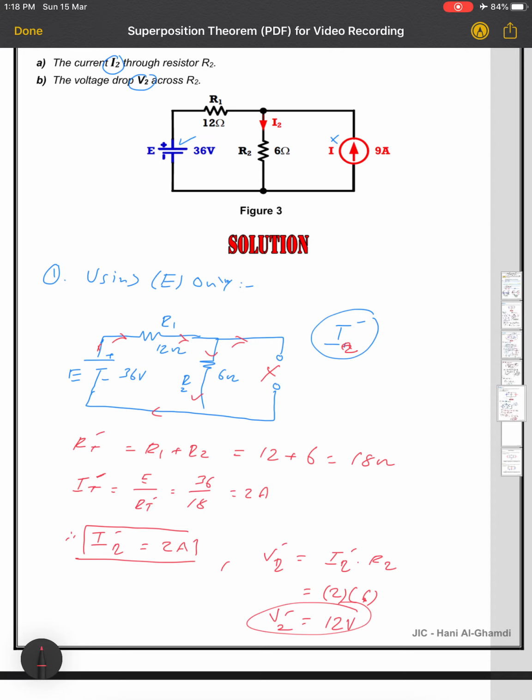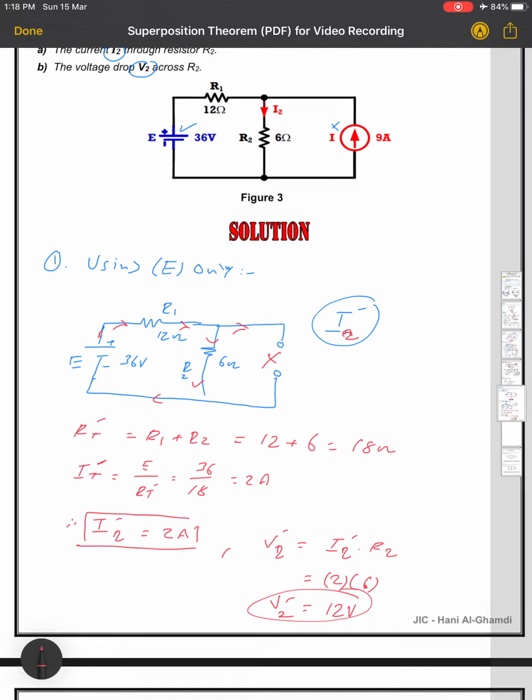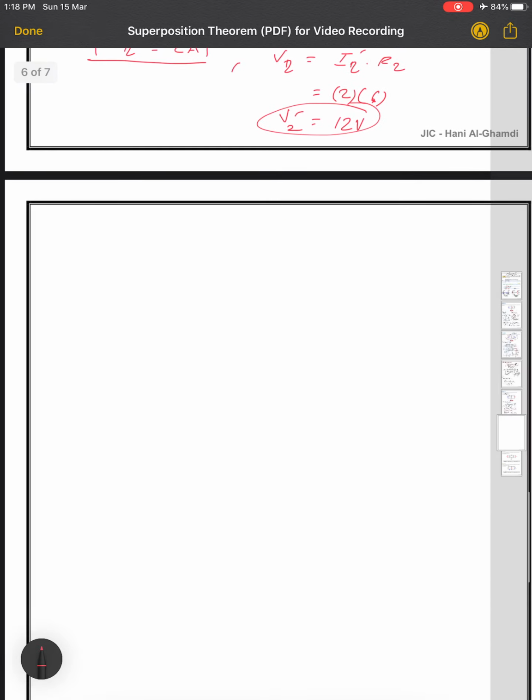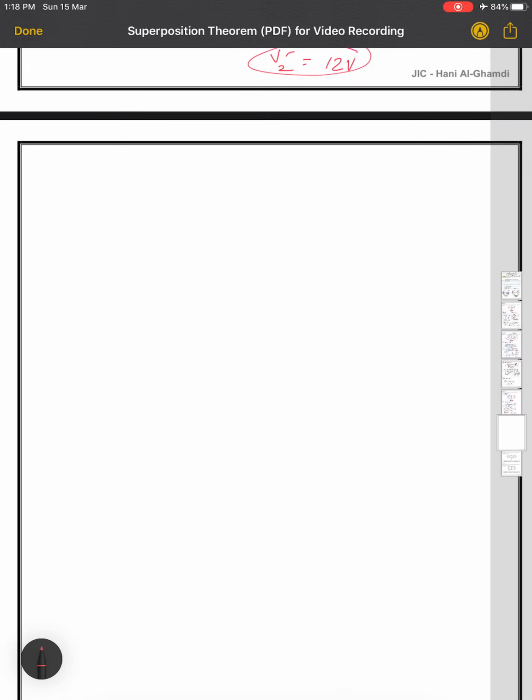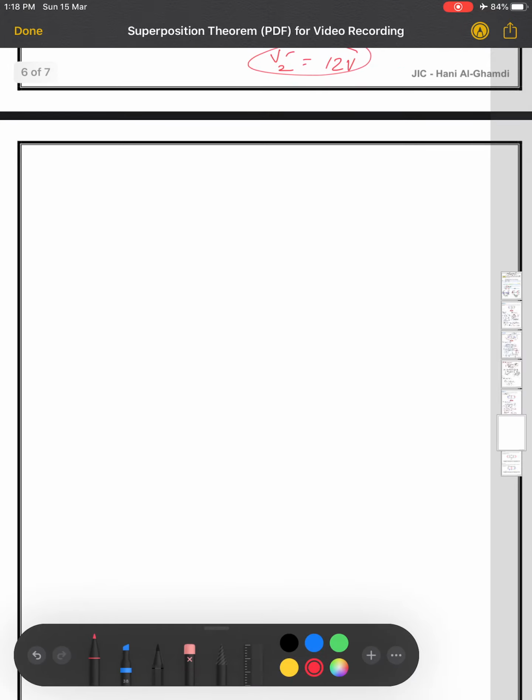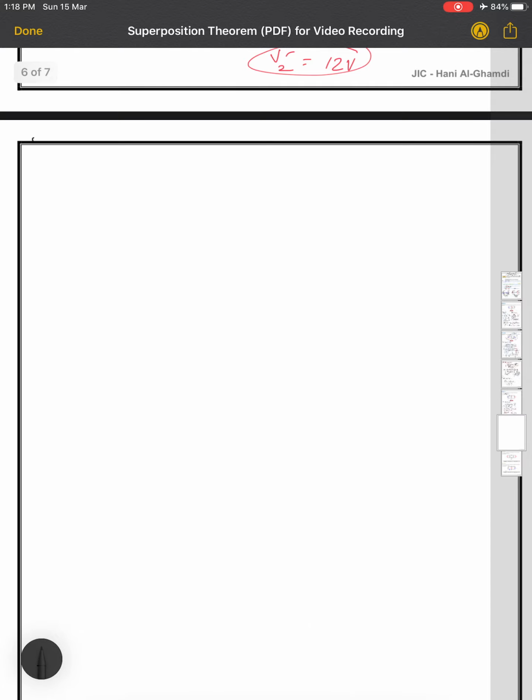So from the first source we found I2 prime and V2 prime. So let's go to the next source now. Okay, let's say number 2 here, using current source only.